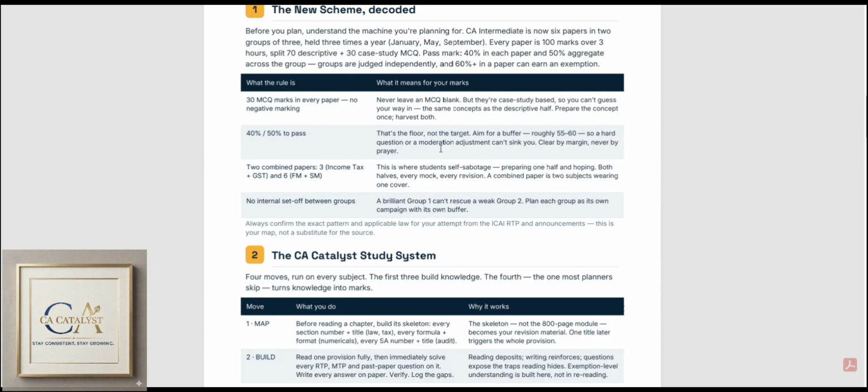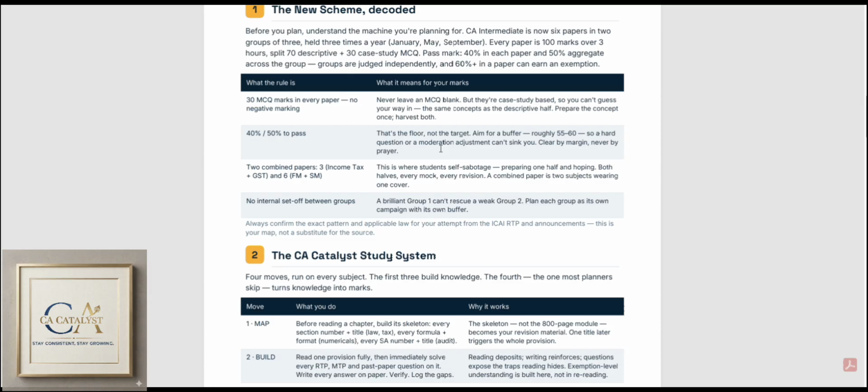Okay, no internal set off between groups. That means if you are short in an individual group itself, and you have scored higher marks, maybe an exemption in 60 and lower marks in another subject, the individual groups' marks will not be allowed to be set off against each other.